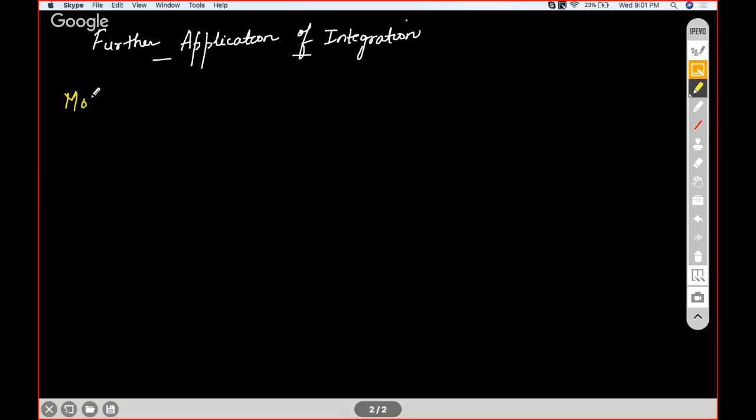So today we are going to talk about further application of integration. The first application that we are going to see is again motion along a straight line. I'm directly going to do questions with you because mostly all the concepts have been covered in the previous chapter of application of integration.